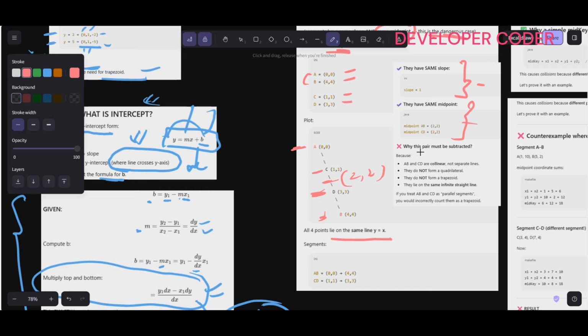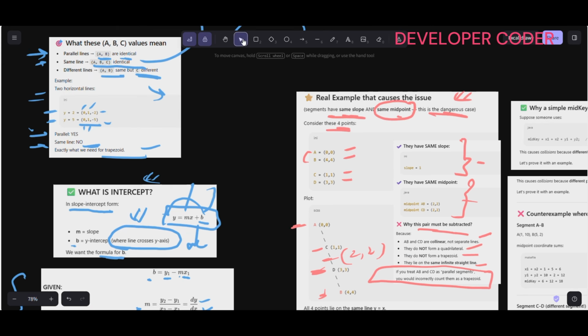But why do we need to make this pair to be subtracted? Because A, B and C, D are collinear, they are not separate lines, they do not form a quadrilateral, they do not form a trapezoid, they lie on the same infinite straight line. If you treat A, B and C, D as parallel segments, you would incorrectly count them as a trapezoid. So this midpoint actually is going to help me in my code.